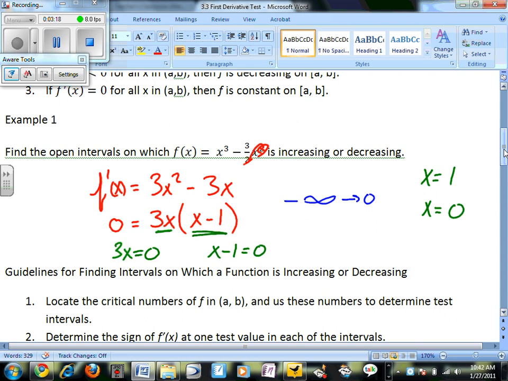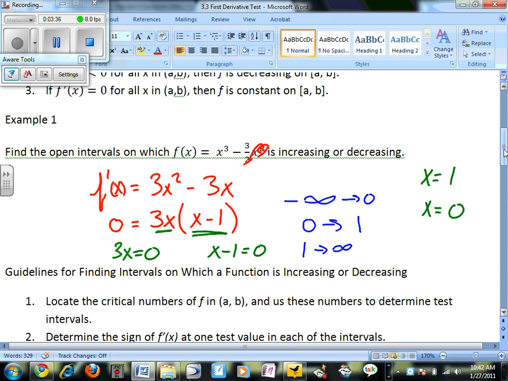Then we have an interval from 0 to 1. It's got to be doing something, because the next change it makes is at 1, and then we have to figure out what it's doing after the x value reaches our point of 1. All right, so let's figure it out.